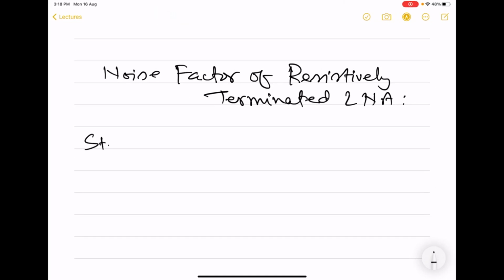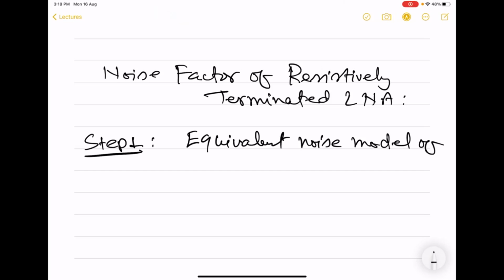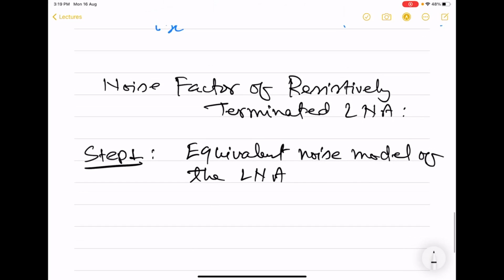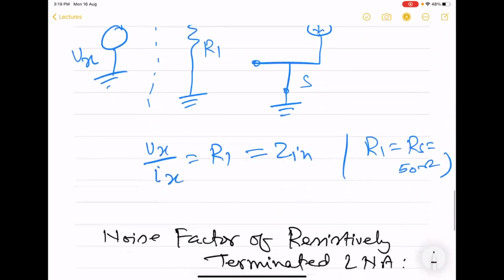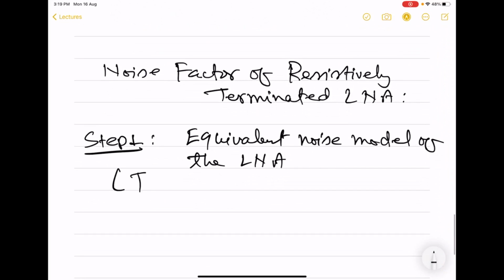So in step 1, we find out the equivalent noise model of the LNA. Here we substitute each of the components by its thermal noise model, and we are going to consider only the thermal noise, and that too we will not consider the gate noise.